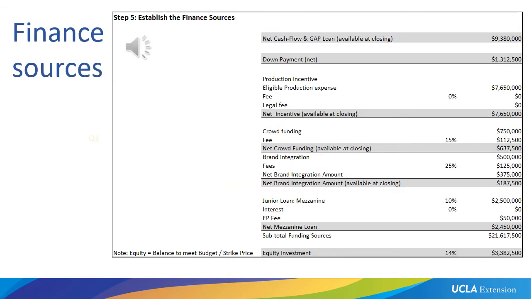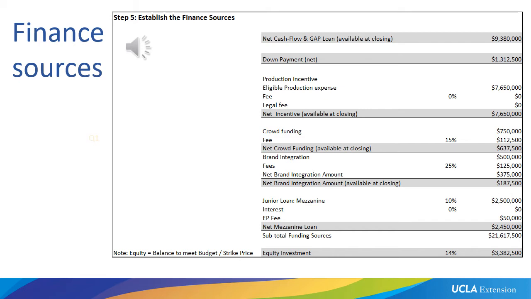Let's look at our finance sources. Let's establish them. We did have a net cash flow loan from our bank, which was $9,380,000. We also had a net down payment available to us, which was $1,312,500. We do have a production incentive, and we'll go into the calculation on the next slide, of $7,650,000. We do have crowdfunding available to us of $750,000.